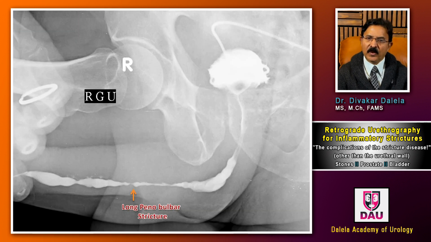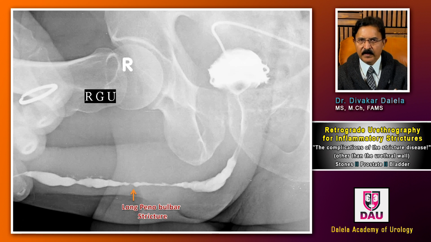In another patient, a long penobulbar stricture, you notice a suprapubic catheter in place. So why was the suprapubic catheter placed? Obviously, to manage urinary retention, where the treating doctor could not place a urethral catheter, obviously because of this bad stricture. So if you notice the presence of SPC in the film, please mention that in the records.